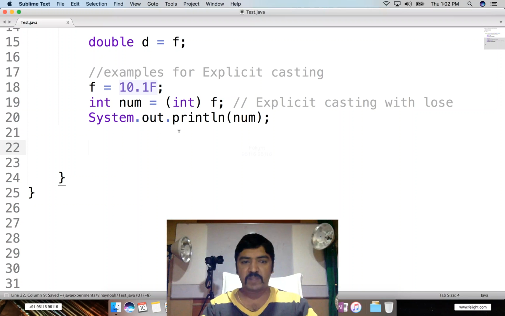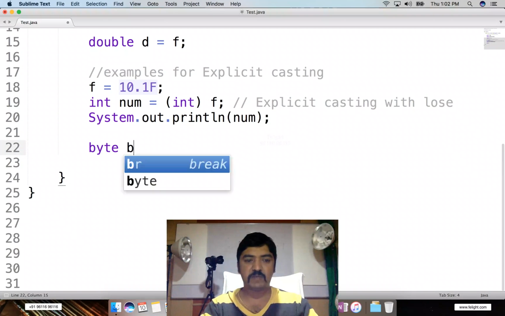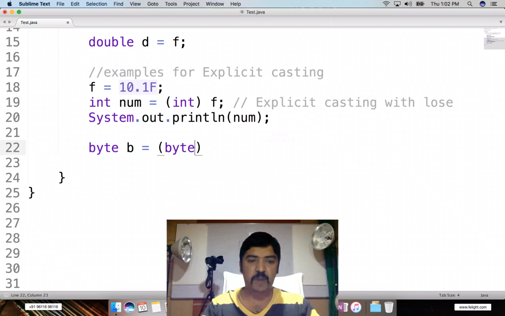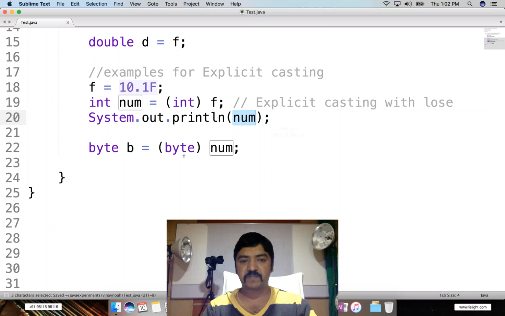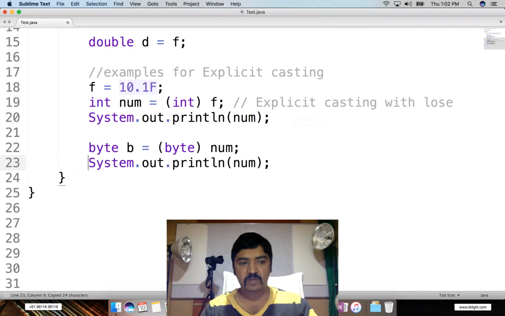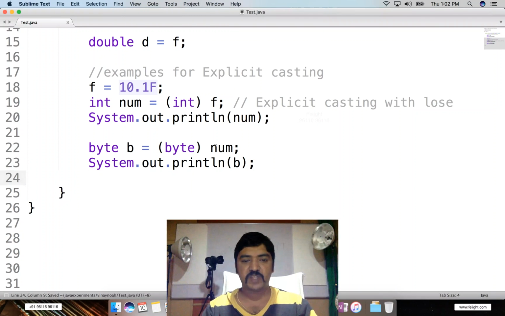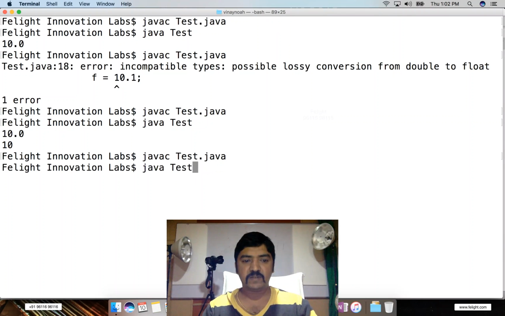Now let me give you another example. Explicit casting without loss. There's a byte. Do we have anything on bytes? No. So byte b equal to byte, I'll say num. What's the value of num? We know that one, it is 10. And after this, if I print the value of b, what do you think is the output? So obviously it is 10, isn't it?